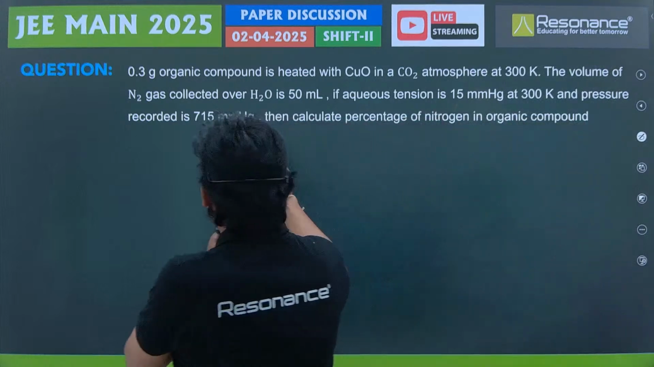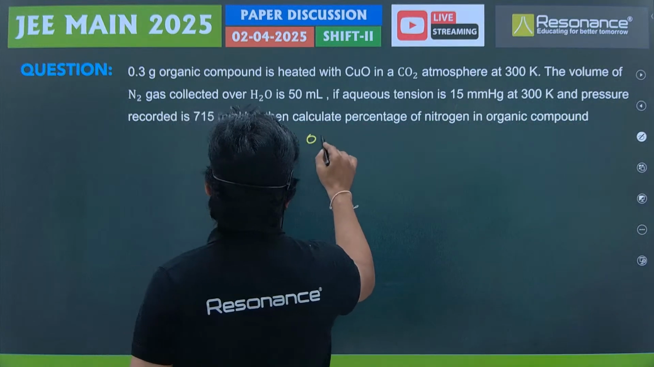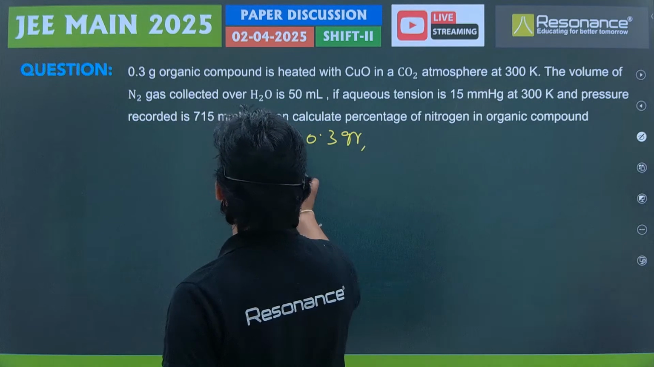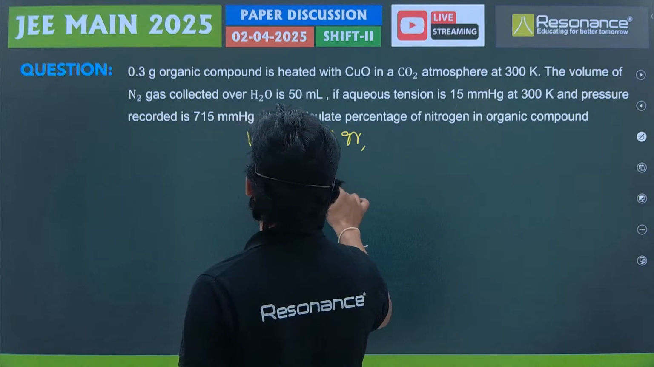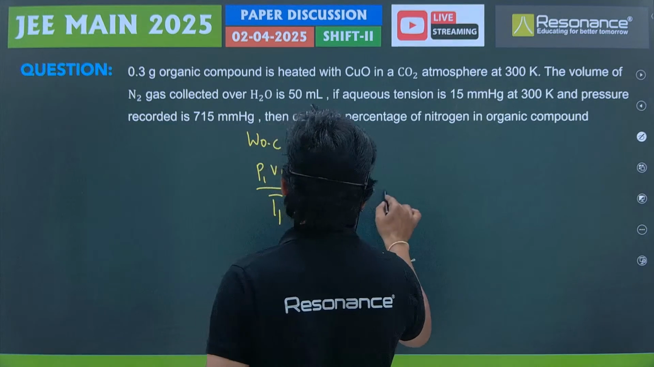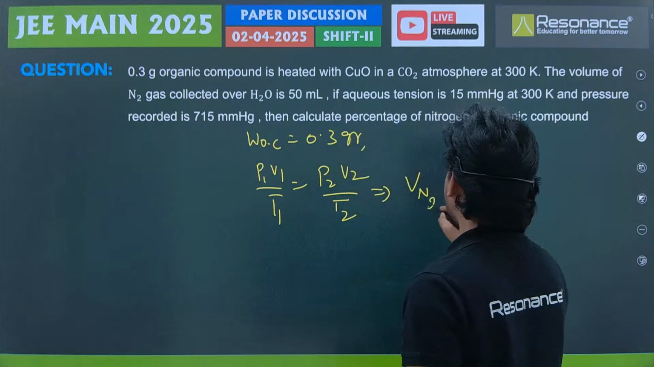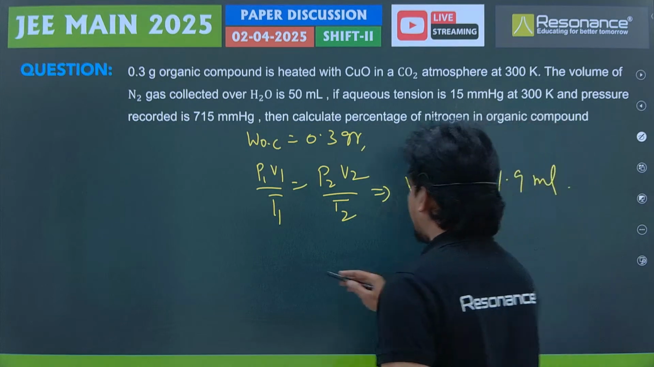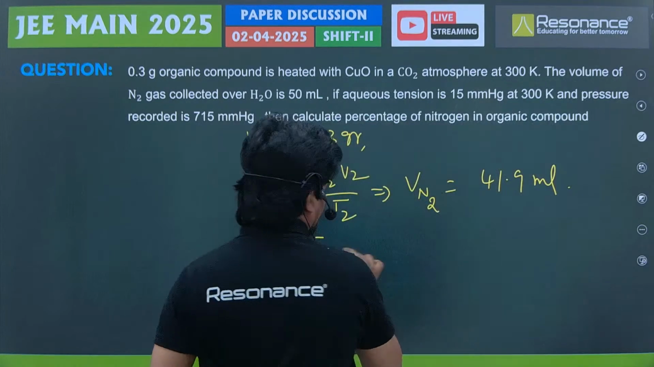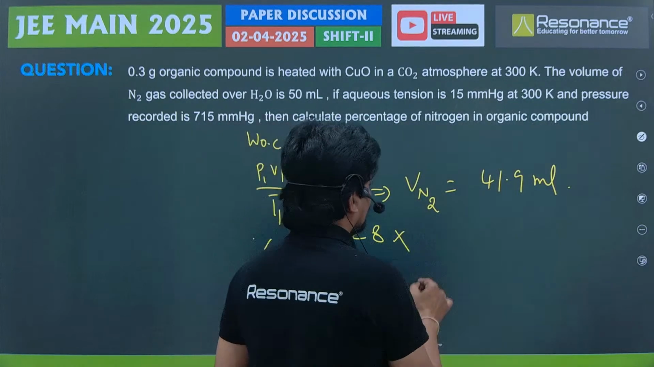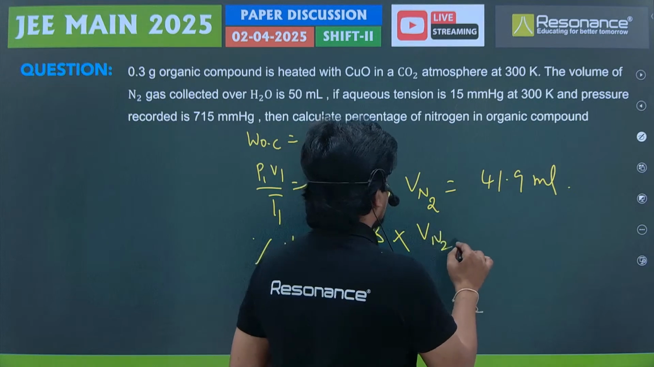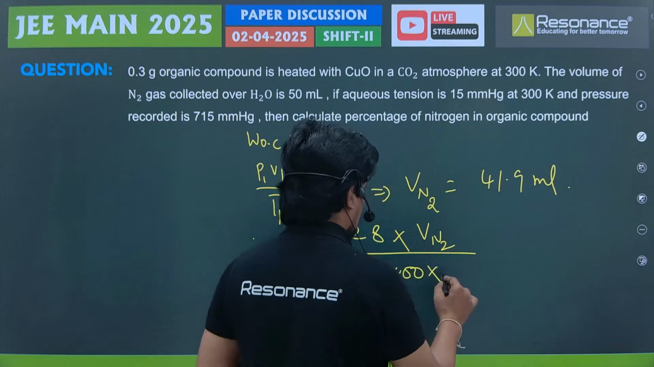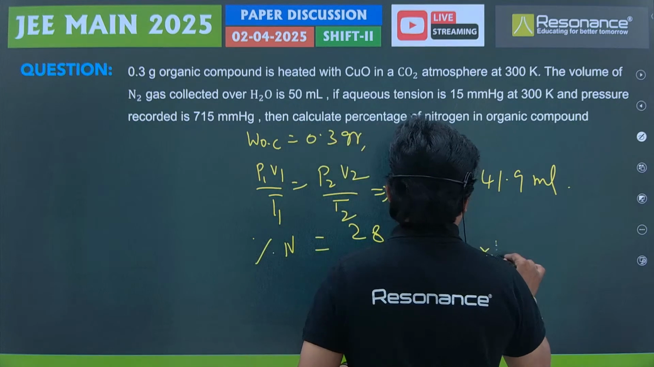Weight of organic compound 0.3 grams. P1 V1 by T1 equals P2 V2 by T2. Then volume of nitrogen in STP condition, what do we get? 41.9 ml. Then percentage of nitrogen, in Dumas method, is equal to 28 into volume of nitrogen in STP condition by 22,400 into weight of organic compound into 100.